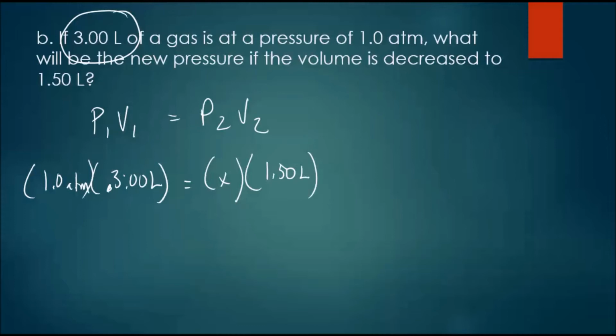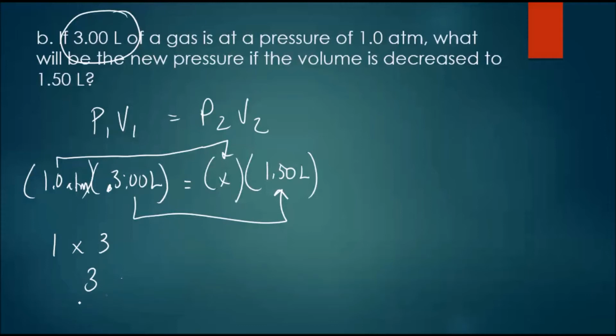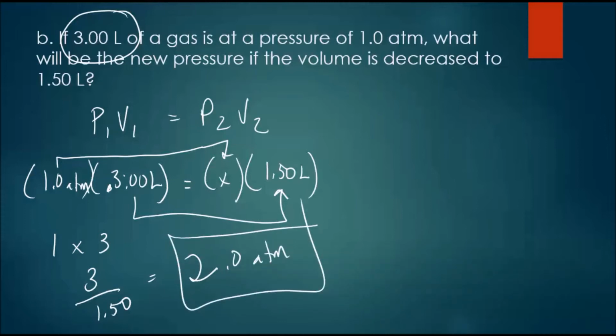Look at this one. Is this one easy enough to do in your head? No. What happened to the volume? So what must happen to the pressure? All right. So 1 times 3 is 3 divided by 1.5, 2.0 atmospheres. However many decimal places they give it to you, please give it back to them in that many decimal places. Don't go crazy with your calculator.